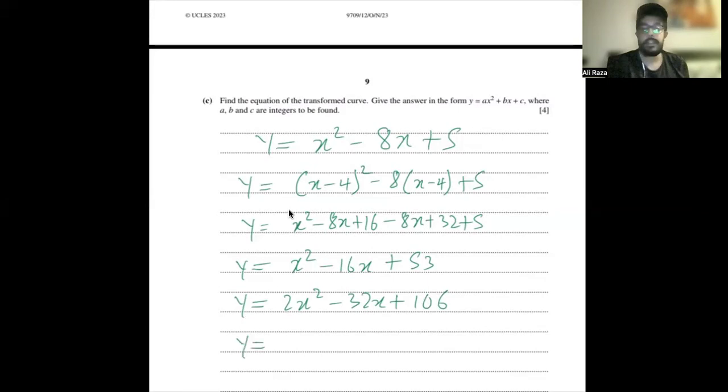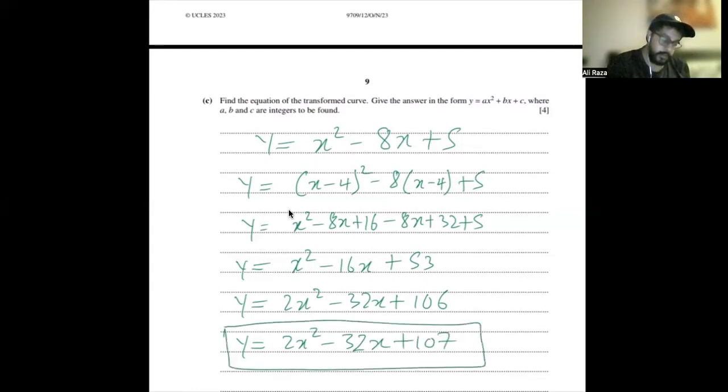And then we'll translate in the y direction by 1 unit. This would be 2x squared minus 32x plus 107. This would be the final answer for the equation.